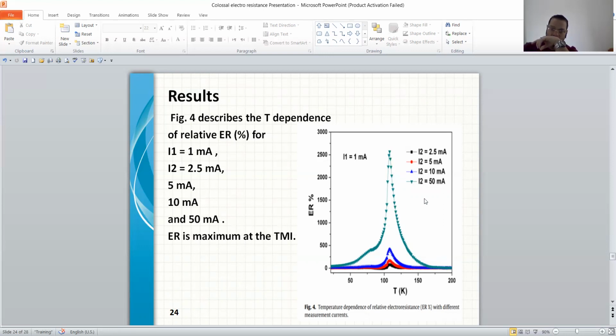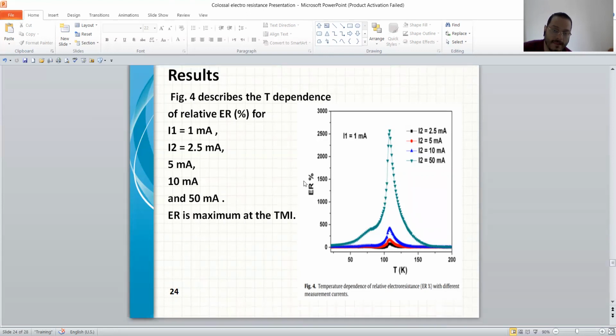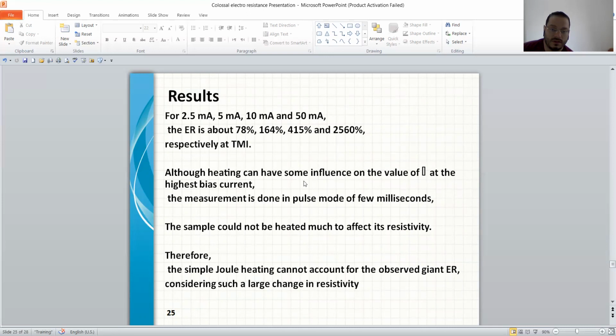Let's note something. When it starts from 2.5 milliampere, the resistivity here is approximately 125. And when increasing the temperature, the resistivity increases too. And like I said before, the maximum electronic resistivity will equal the isolating metal temperature. That means here, when increasing the current, the electronic resistivity increases.